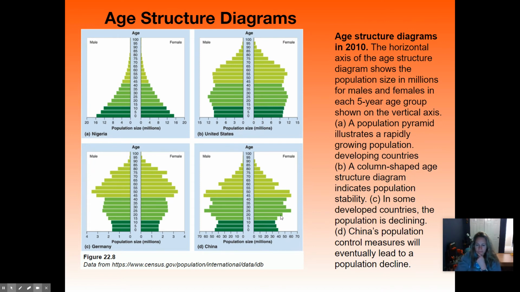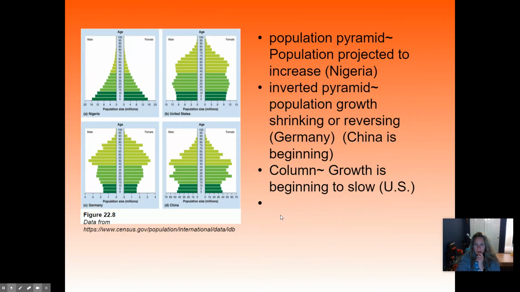All right. So moving on. They're just population pyramids. So basically, like I talked about, population is projected to increase in Nigeria as they get better healthcare. It's shrinking in Germany because the population that is childbearing is smaller. The growth is beginning to slow in the US. We're starting to get less down here. So basically, we'll look at these a little bit more later, but definitely have an idea of what these mean.